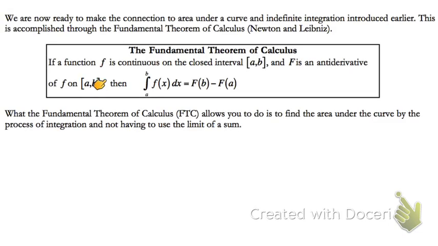And this is what I need you guys to write into your notes. It says, if a function f is continuous on a closed interval from a to b, and f is an antiderivative, so just like we were doing in the very first lesson where we were looking at antiderivatives, it says that if you take the integral from a to b of f of x dx, it's the same thing as looking at the original function and evaluating at b, and then the original function evaluated at a, and subtracting them.